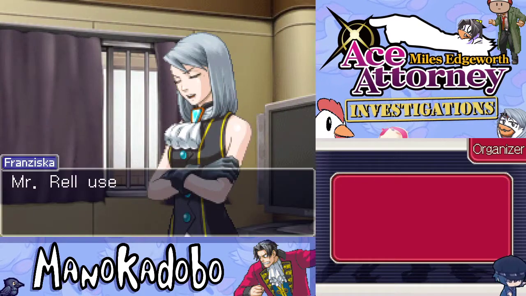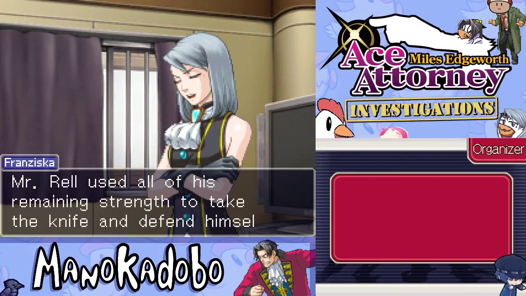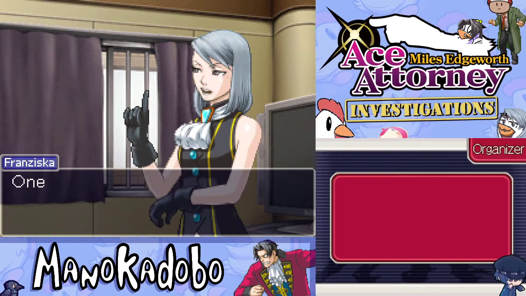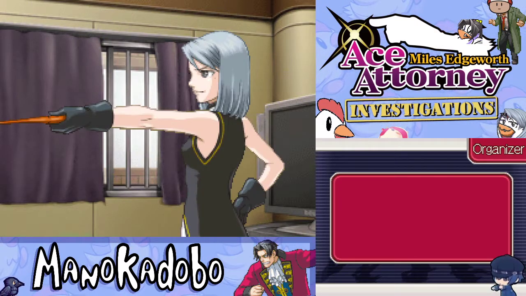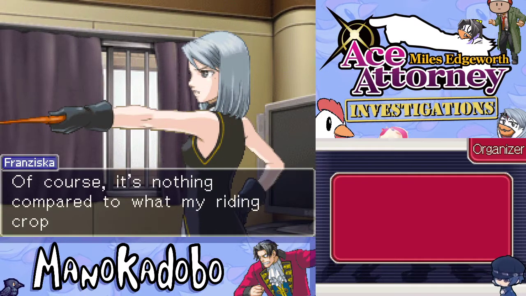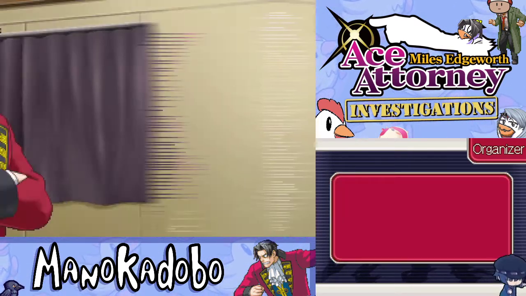About this statement. Mr. Rell used all of his remaining strengths to take the knife and defend himself. One can easily see that they had a violent struggle. Of course, it's nothing compared to what my riding crop can do.